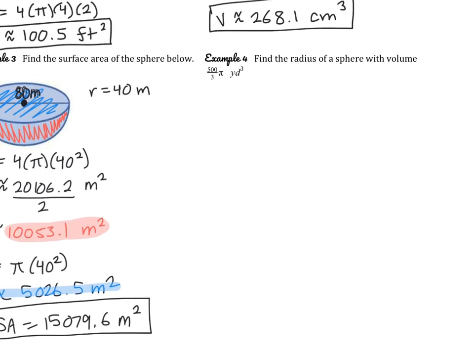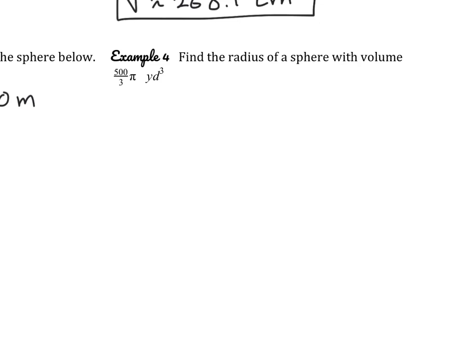Okay, let's have a look at this last example. Here we're asked to find the radius of a sphere with the volume of 500 thirds pi yards cubed. So here we're actually going to be working backwards. I'm going to start by just writing the formula, 4 thirds pi r cubed. Since we are given that the volume is this value, we can substitute it for V. So 500 thirds pi equals 4 thirds pi r cubed.